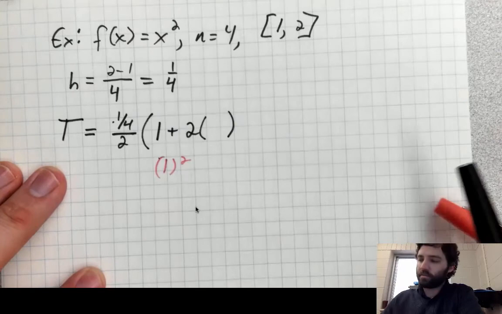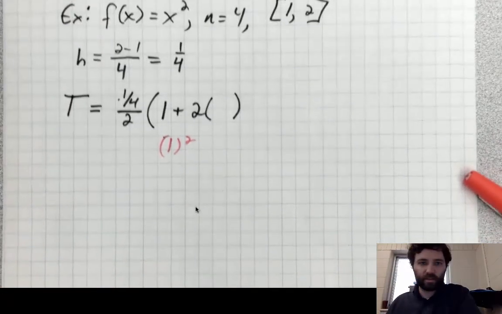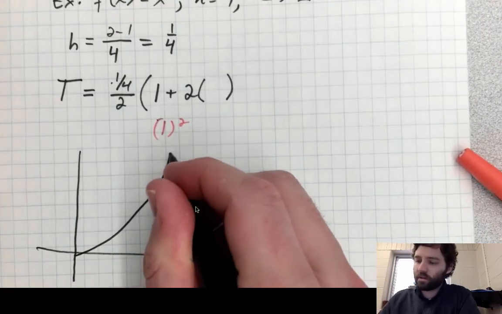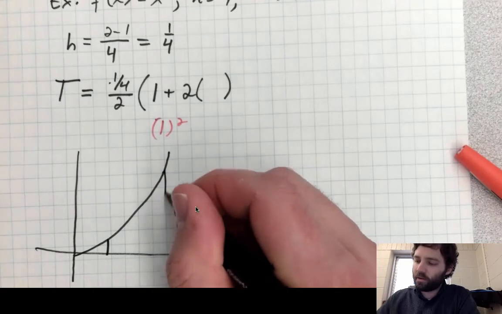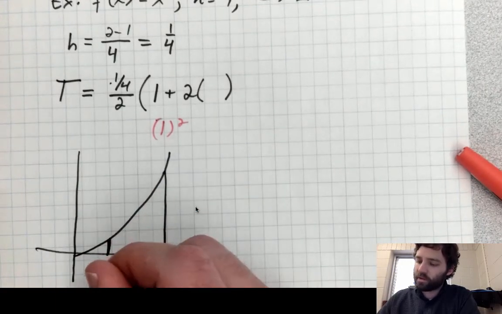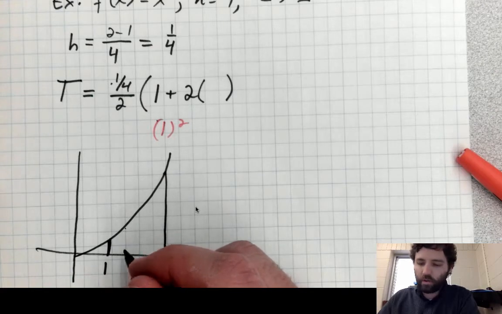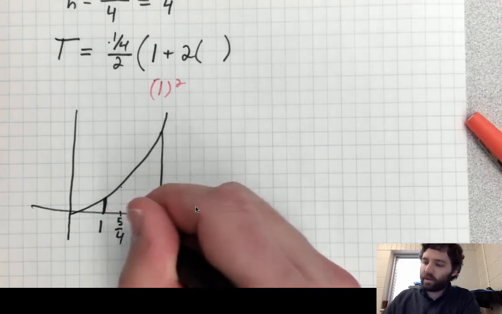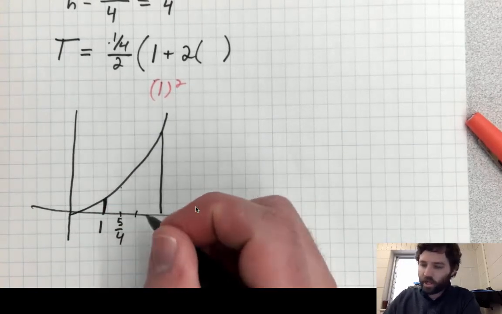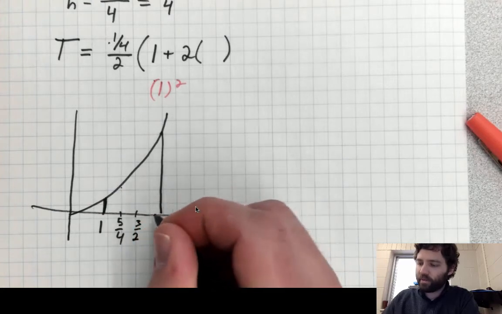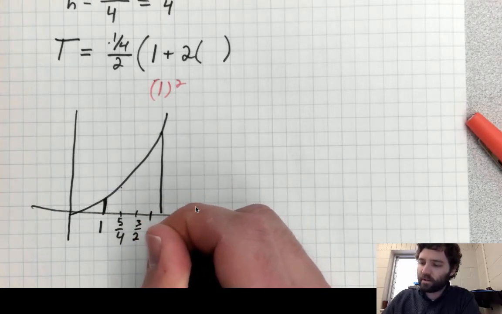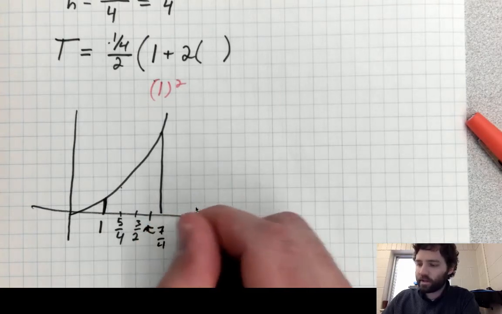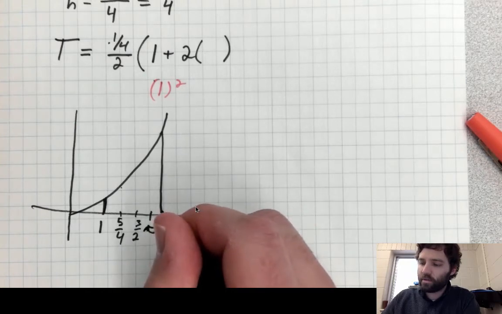y sub 1. Now, I'm going to sketch this just so you can see what's going on. So we have x squared, right? So we're going to go from 1 to 2. So this is at 1, and then this would be at 1 and a fourth, which would be 5/4. And then this next tick mark here would be at 3/2, so that would be at 1 1/2, and then here would be at 7/4, and then this last point here obviously would be at 2.